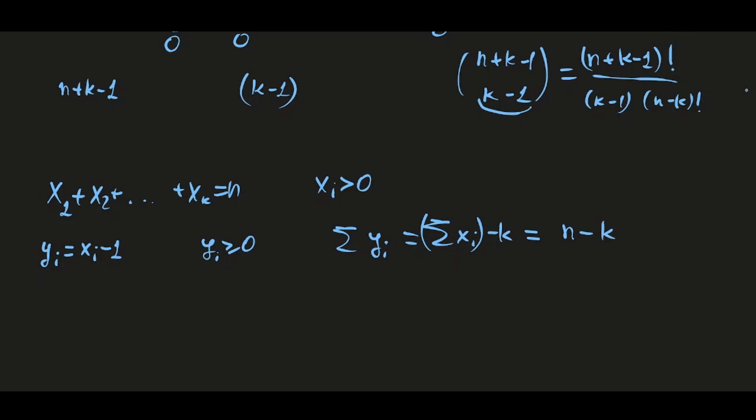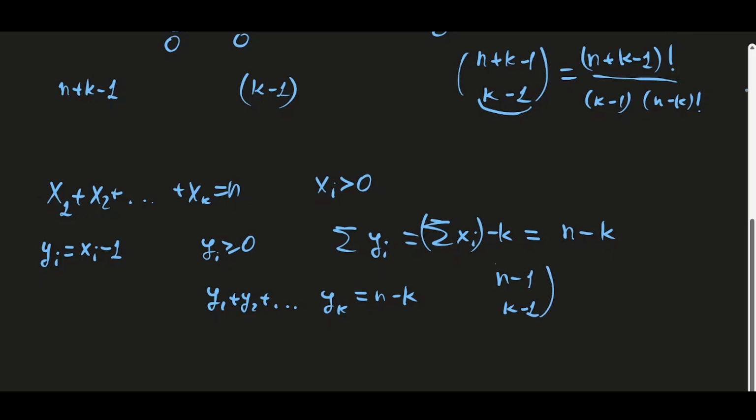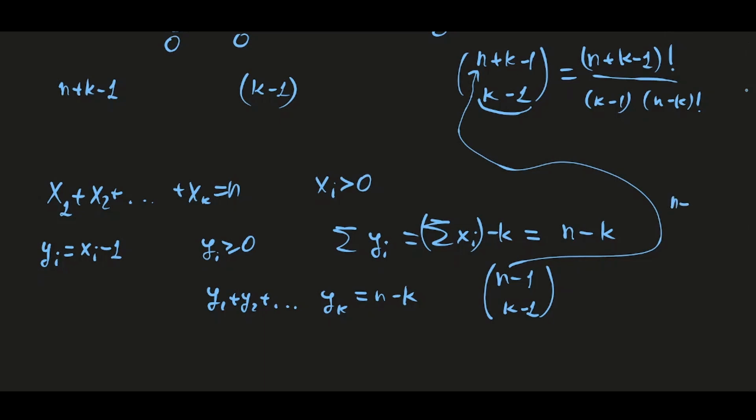If we apply the stars and bars technique for these numbers, y1 plus y2 plus ... plus yk equals n minus k, our formula can be rewritten as n minus 1 choose k minus 1. Because in our case, instead of n, we have n minus k, and once we take n minus k plus k minus 1, we get exactly n minus 1.